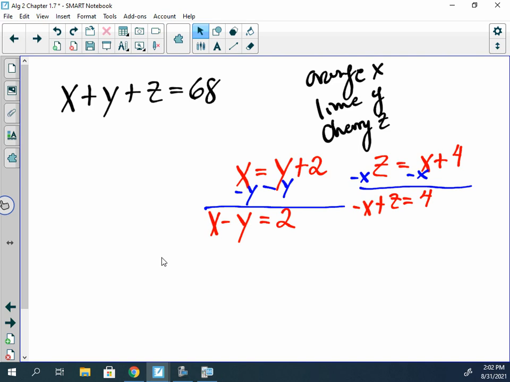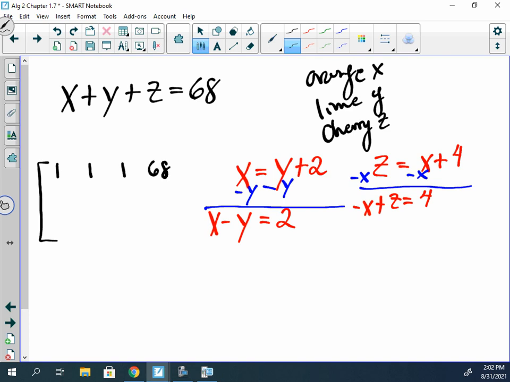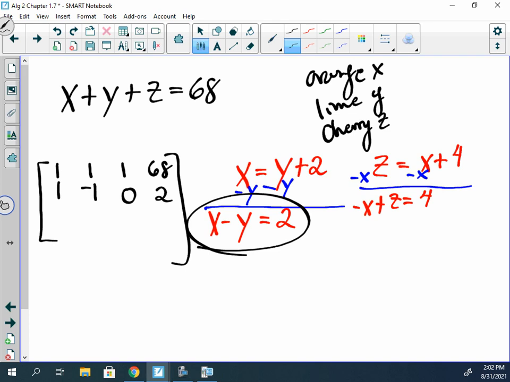Now when we write the augmented matrix for these, we can use the top one: 1 for X, 1 for Y, 1 for Z. Because we needed to get X, Y, and Z on the same side. So for the second equation, we had to subtract X from both sides, which would make it negative. I'll pick this one next. X minus Y is equal to 2. Well, X is 1, Y is negative 1, Z is 0, and then we would have 2.